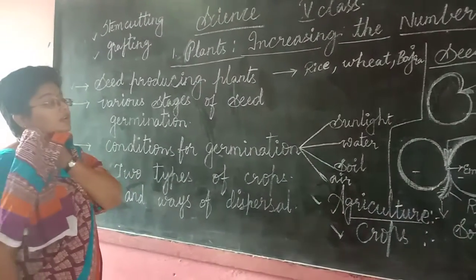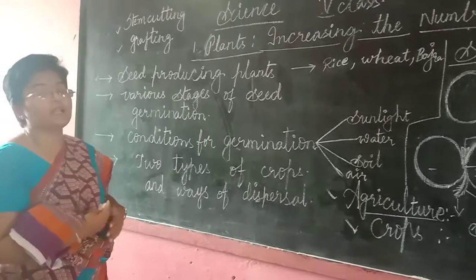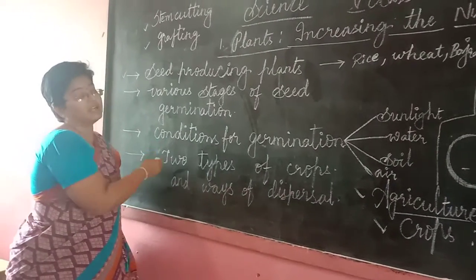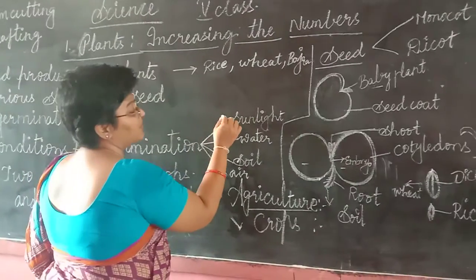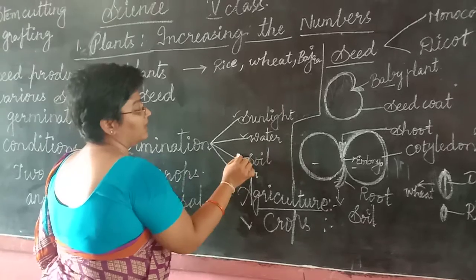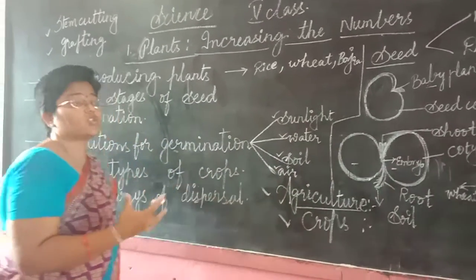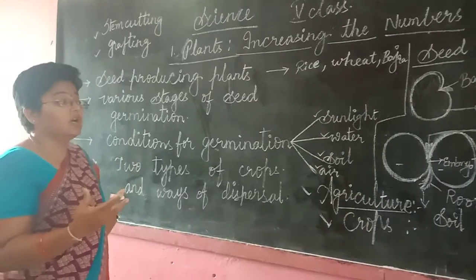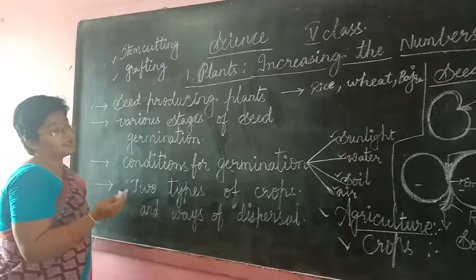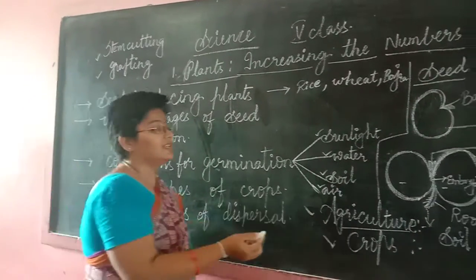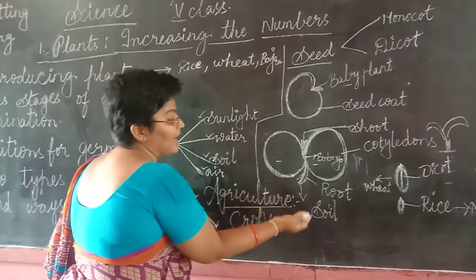So these are the necessary conditions for a seed to grow into a new plant or baby plant. So the conditions of germination are nothing but sunlight, water, soil and air. If the soil is not suitable, the seed cannot be grown perfectly into a new plant or a baby plant.